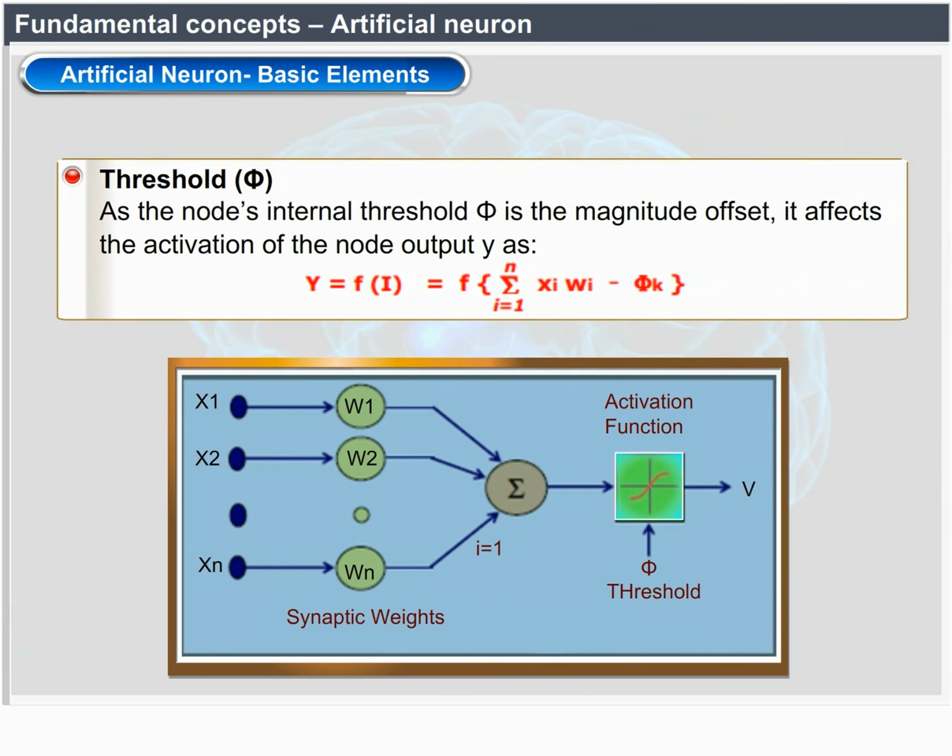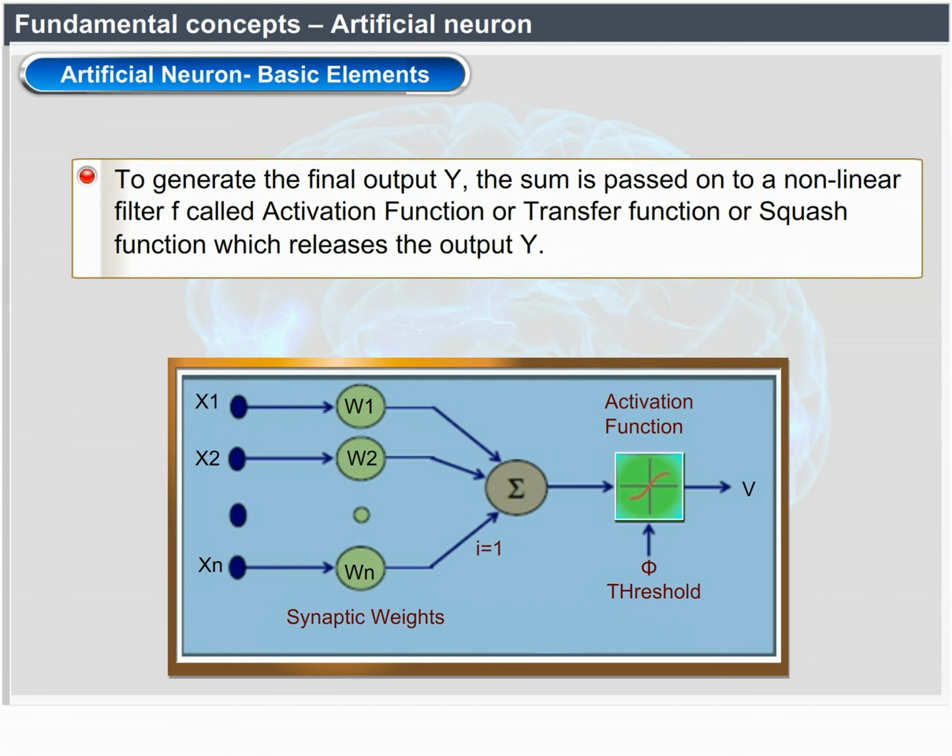Threshold. The node's internal threshold is the magnitude offset. It affects the activation of the node output Y as Y = f(I) = f(sigma i=1 to n of xi wi minus threshold k). To generate the final output Y, the sum is passed on to a nonlinear filter f called activation function or transfer function or squash function, which releases the output Y.